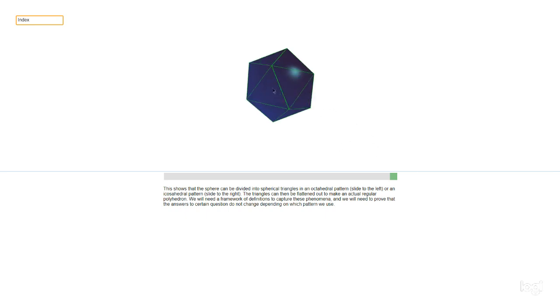So the tasks we need to do: we need formal definitions. What exactly is the relationship between the sphere and the octahedron and the icosahedron? And we need to prove various things about various kinds of questions you can ask, where you're going to get the same answer if you analyze them using the octahedron or using the icosahedron.